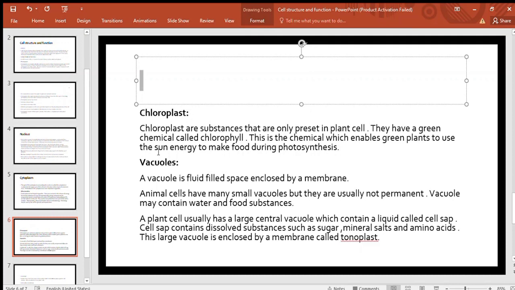Next are vacuoles. A vacuole is a fluid-filled space enclosed by a membrane. Animal cells have many small vacuoles, but they are usually not permanent. Vacuoles may contain water and food substances. Plant cells usually have a large central vacuole which contains a liquid called cell sap. Cell sap we will discuss in the next chapters. Cell sap contains dissolved substances such as sugar, mineral salts, and amino acids. This large vacuole is enclosed by a membrane called the tonoplast.